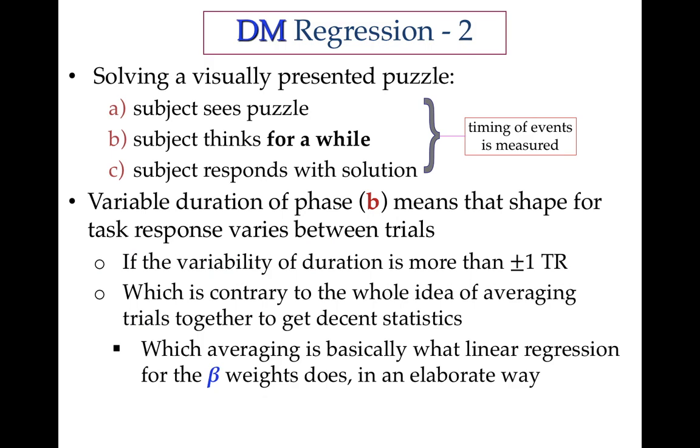This variable duration of the middle phase, which is probably the phase that you as the researcher care about, the puzzle solving part of the brain in this case, means the shape of the response for the task will vary between trials. As long as the variability of duration is more than plus or minus a TR, then this is contrary to the whole idea of averaging trials together to get decent statistics, saying it's the same shape every time. Then we have a problem, right?